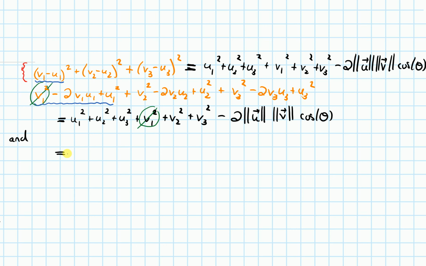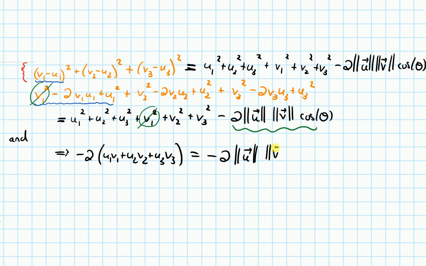And after we cancel them, what I'll end up with is I can factor out the negative 2 from the left-hand side and be left with u1 v1 plus u2 v2 plus u3 v3 on the left-hand side. On the right-hand side, after we cancel, we will just be left with this term, because all the squareds will cancel. So we'll be left with minus 2 times the length of u times the length of v times cosine theta. And now I could divide both sides by negative 2.